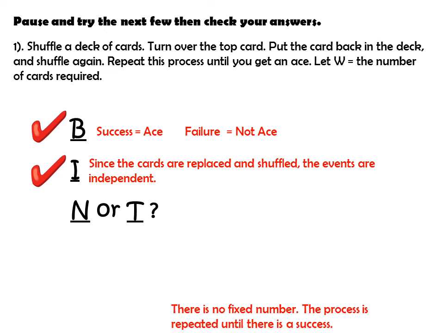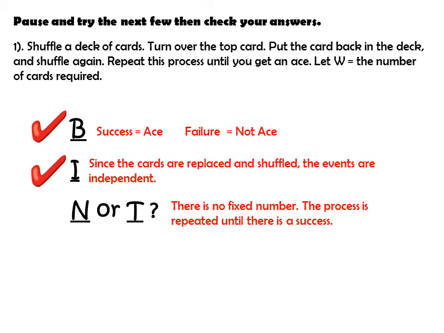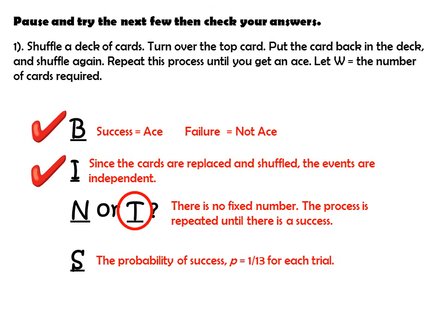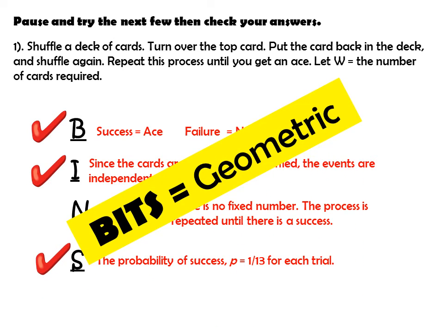This is N or T. In this case, we don't have a fixed number. We're going to keep doing this process until we get a success, so that is T. And is the probability of getting an ace the same every time? Yes, since you're putting the card back and reshuffling, the probability of success is 1 out of 13 for each trial. Since we have all four, this is geometric.